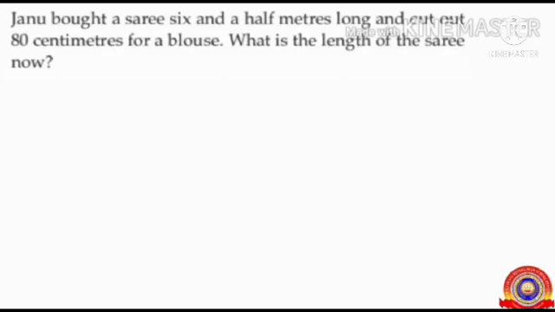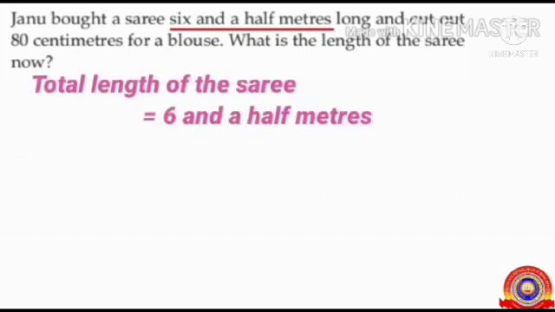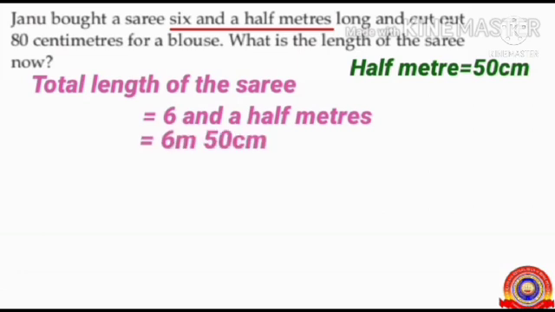See the first question. Janu bought a sari 6.5 meters long and cut out 80 centimeters for a blouse. What is the length of the sari now? What is the total length of the sari? Yes, 6.5 meters. So, total length of the sari equals 6.5 meters. Children, you know that half meter equals 50 centimeters. So, total length of the sari equals 6 meters 50 centimeters.